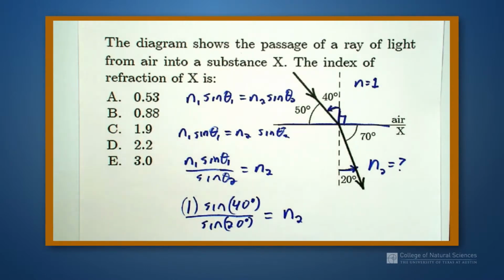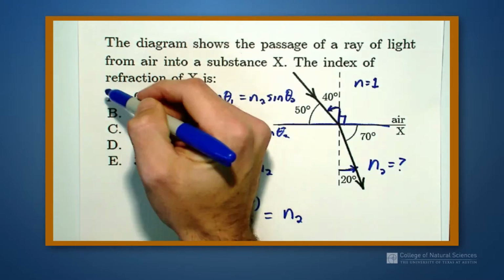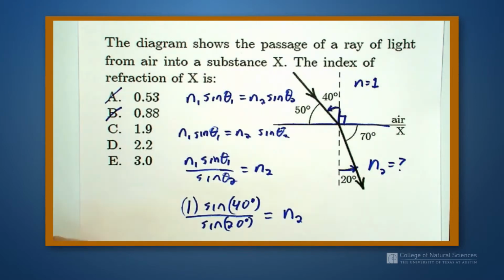Well, I'm going to just make some approximations here. I don't actually have a calculator in front of me, but I know that the sine of the angle of 40 is going to be larger than the sine of the angle of 20. So that means I can actually eliminate two of my answers.